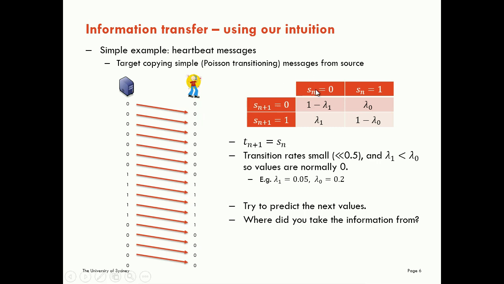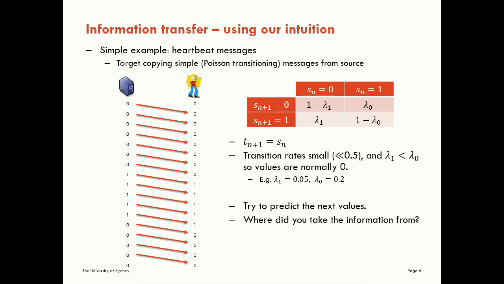mathematically, where we've got S for our source, time step n, and n plus 1 is the updated state of the source. And we're looking at transition rates of lambda 1 for a transition to a 1 and lambda 0 for a transition to a 0. And mathematically, we have that the next state of the target is a copy of the previous state of the source. We're considering here small transition rates and lower transition rates to a 1 than a 0, so that our values are normally 0. So example values we could have here are a transition rate to a 1 of a probability of 1 in 20, and to a 0 from a 1 of 1 in 5.